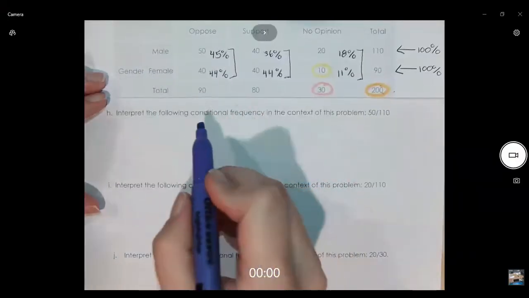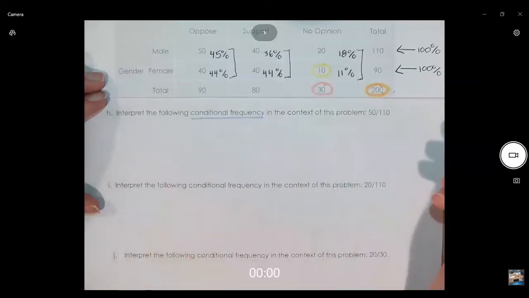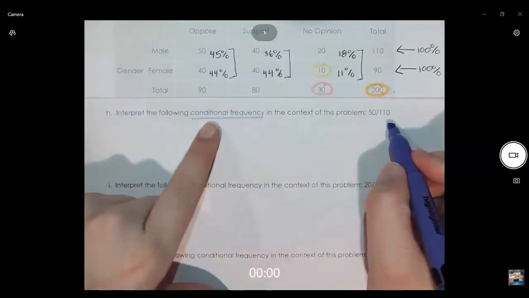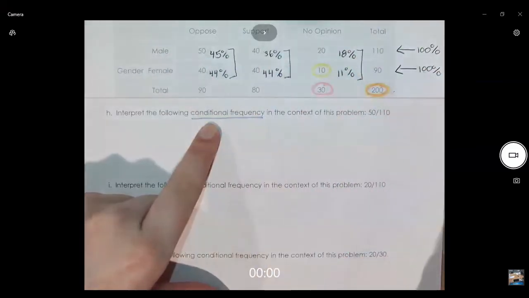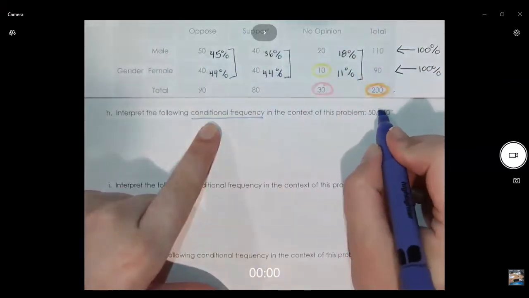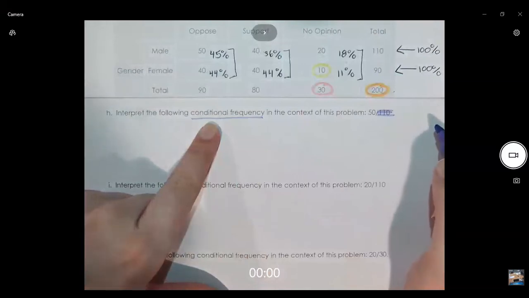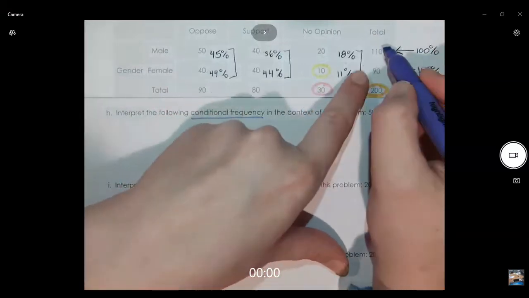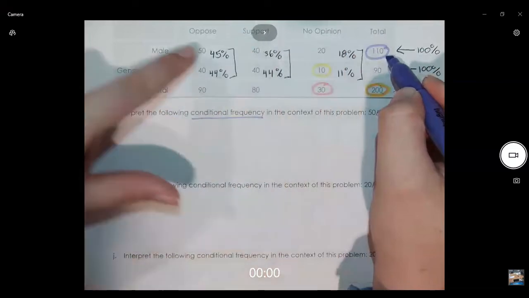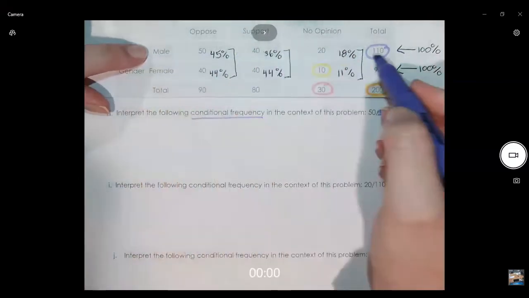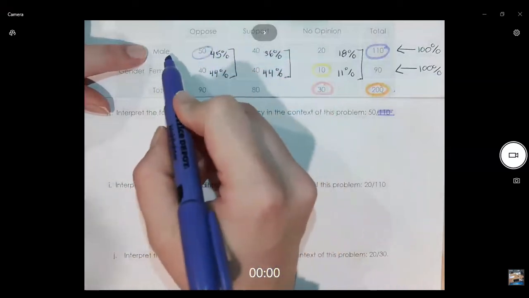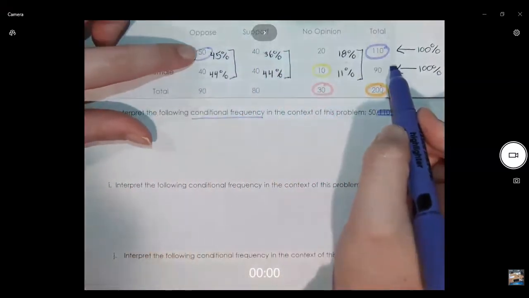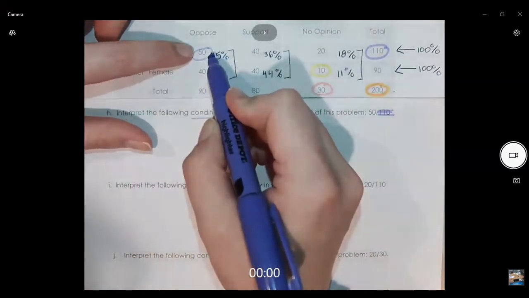This one says interpret the conditional frequency in this context. Conditional is given one of the conditions either in the rows or the columns. So I have to look at this total really carefully. I see out of 110. If I look at all my totals, I see that 110 is this total of males. So out of all the males, I want to figure out where the 50 is, and I see the 50 here. So out of all the males, 50 of them oppose the proposal.